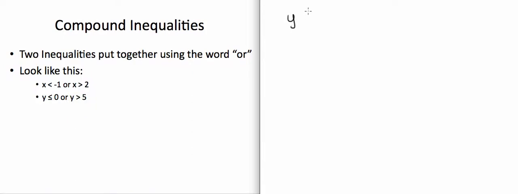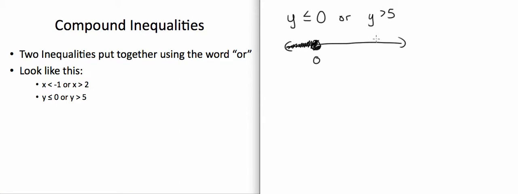We have y is less than or equal to 0, or y is greater than 5. We've got our two lines here. We're going to treat this first one closed circle at 0, shaded to the left, open circle at 5, and it's shaded to the right based off of the way the arrows are pointing, and we have it graphed there.